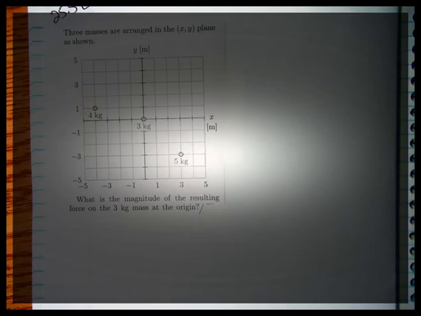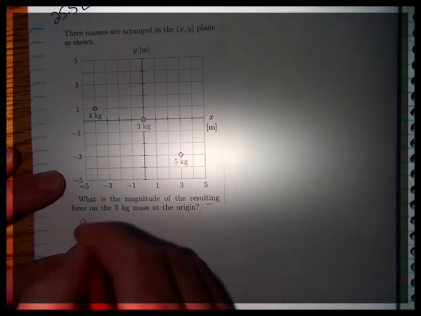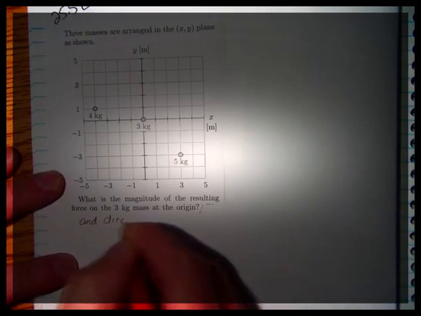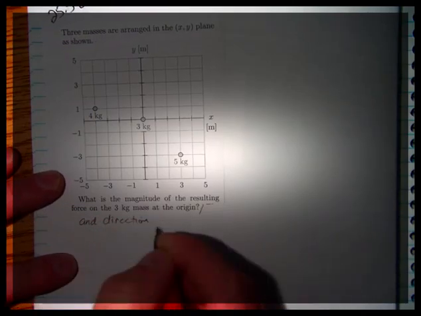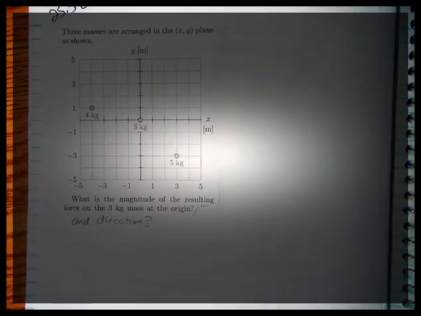Okay? Now, in addition to this, the second part of the problem was to find the direction. So let's add this. It says find the magnitude, and I'm just going to put down below, and direction. Okay? All right, so we're going to use the law of universal gravitation, and first we're going to find the individual forces exerted on the 3 kilogram mass by the 4 kilogram mass and the 5 kilogram mass.